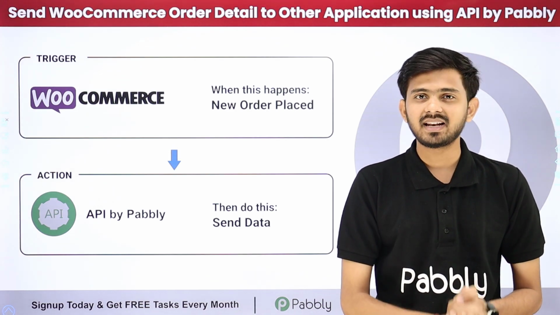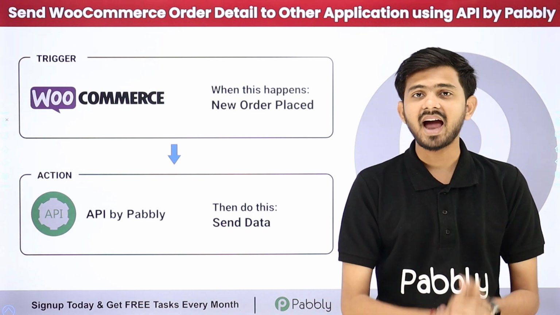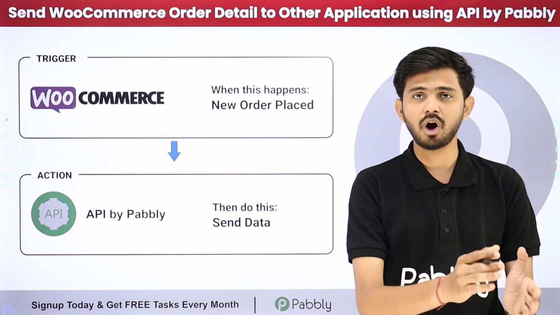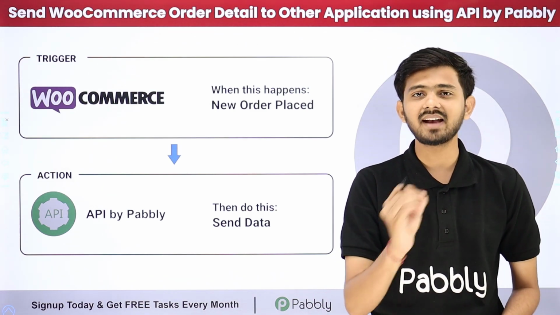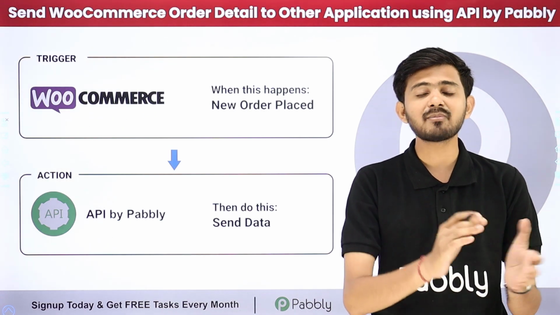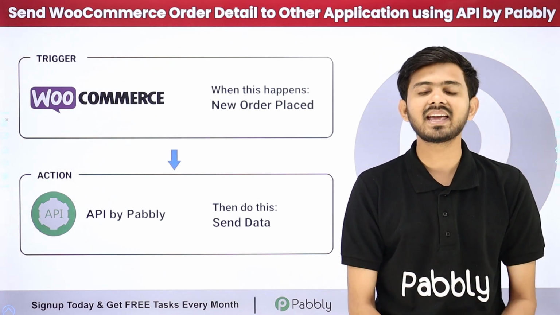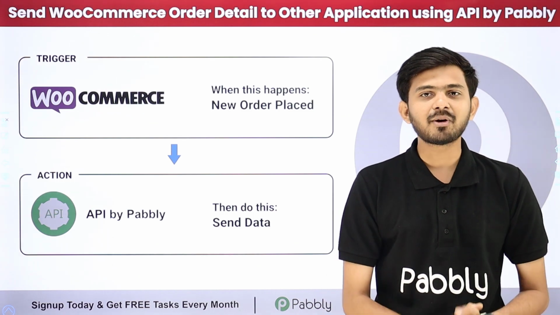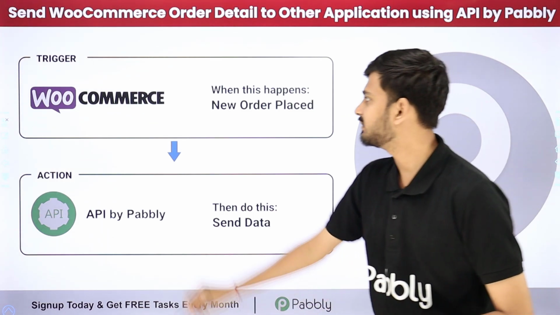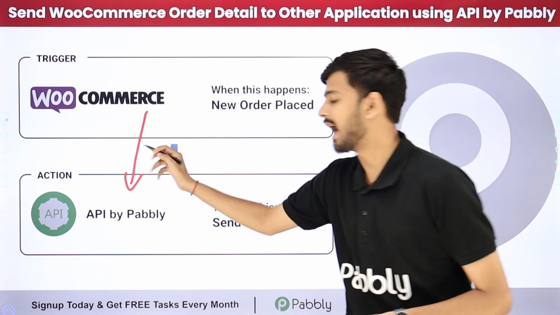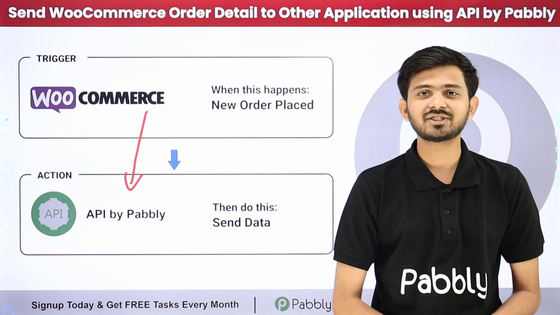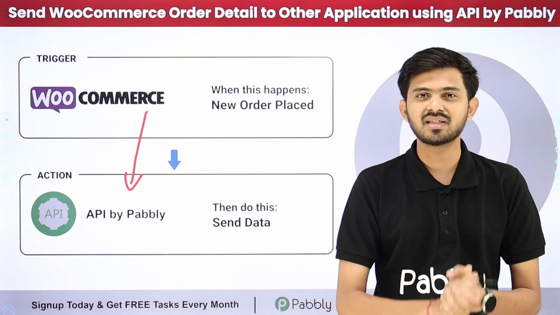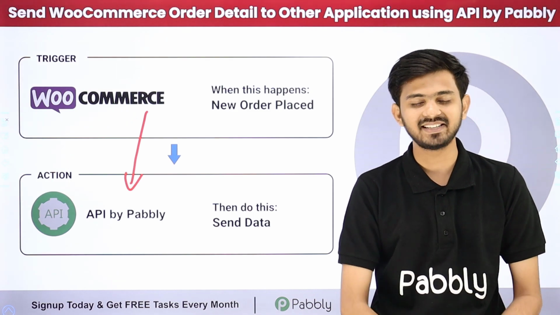So here I'm going to connect MailerLite by using API by Pabbly, and as I'm going to receive a new order from WooCommerce, then automatically I'm going to send that order detail to MailerLite, and I'm going to create a new subscriber by using API by Pabbly. So for my objective, I need to build a connection between WooCommerce and API by Pabbly. For building this connection, I'm going to use Pabbly Connect, which is an amazing software for automation and integration.